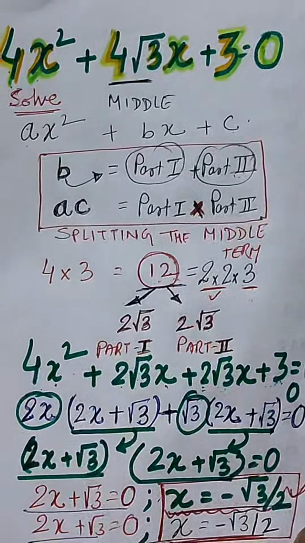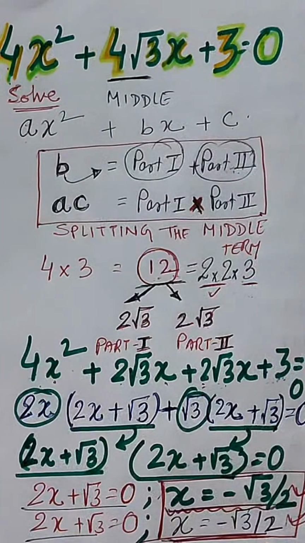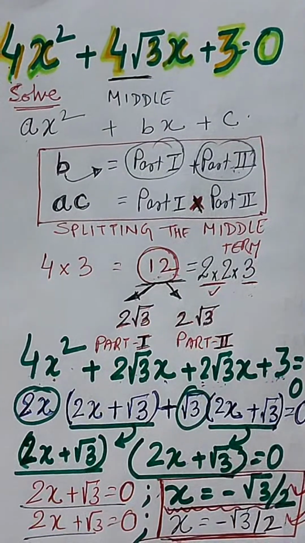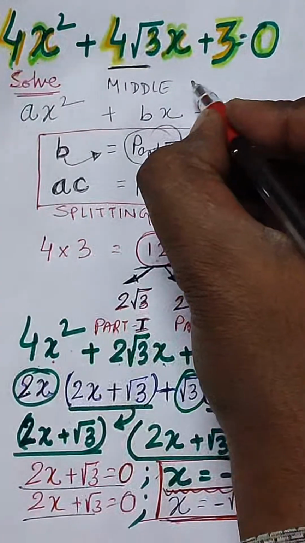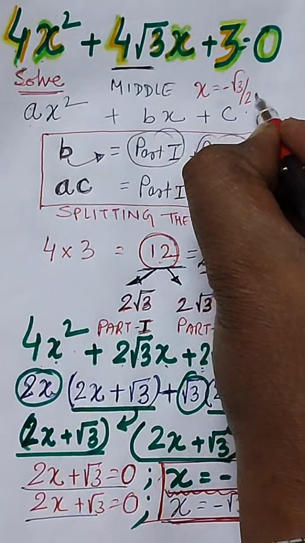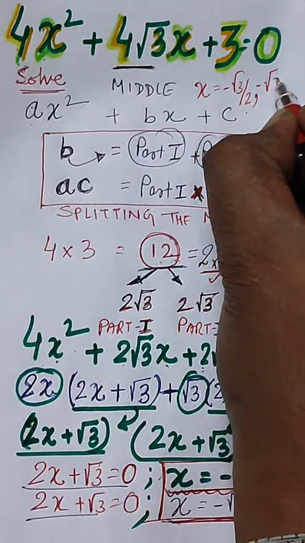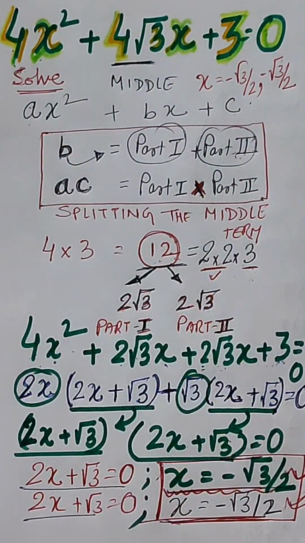So these are the two roots of the quadratic equation, minus root 3 by 2 and minus root 3 by 2. So the solution for this quadratic equation is x equal to minus root 3 by 2 once as the first root, and the second root is also minus root 3 by 2, my dear friend.